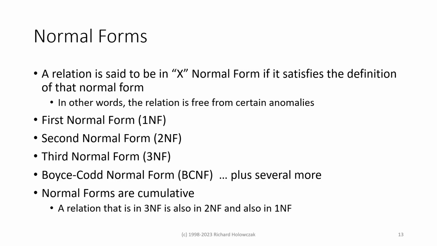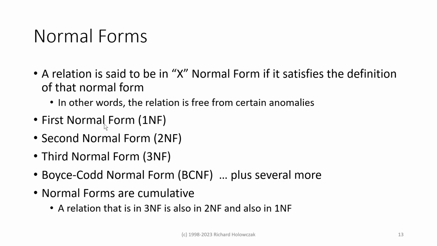Each of our normal forms has a definition, and it essentially means that the relation is free from certain problems. The relation will not have a certain type of problem. The normal forms begin with first normal form, then it passes into second, then into third, and then into something called Boyce-Codd normal form, and plus there's actually quite a few more. For the purposes of this particular lecture, we're just going to talk about first, second, and third normal form.